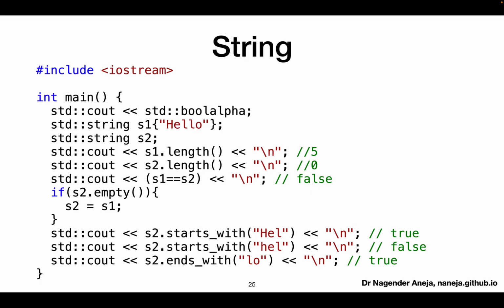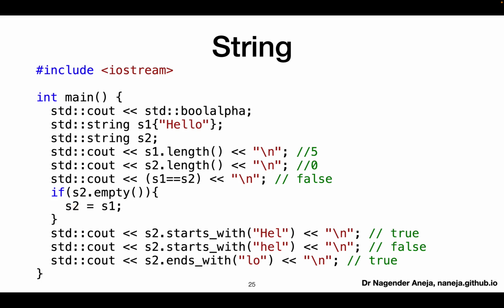So that's the meaning of why we want to use boolalpha here, because we want to show the user that it is false, not a comparison that says cout equal to 0. The user doesn't know that 0 means false. Similarly, here we are saying if s2.empty, there are different functions in the standard library with the string library, so we can include that and use those functions. One of the functions is empty, which checks whether the string is empty or not. And if it is empty, then we are assigning s1 to s2, which means both become equal.